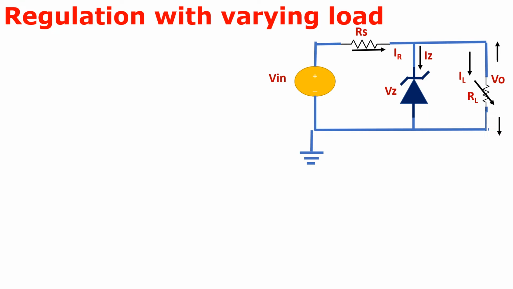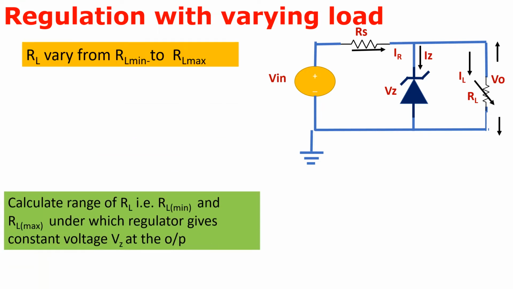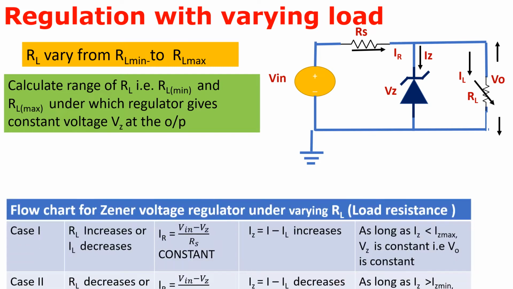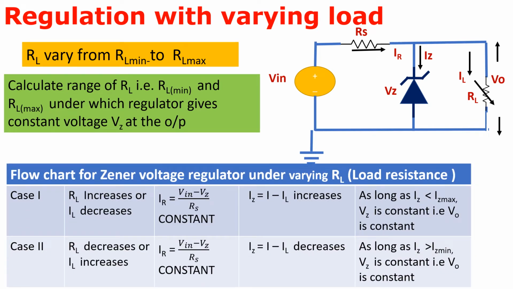The purpose of this circuit is to calculate the range of the load resistor in which the output can be maintained at the constant voltage Vz. So we need to find out the range RL min to RL max in which this circuit will regulate the output voltage. There may be two cases.